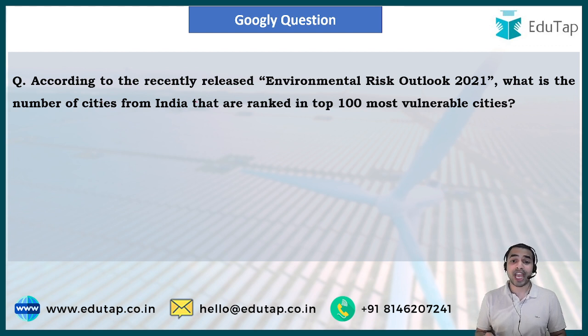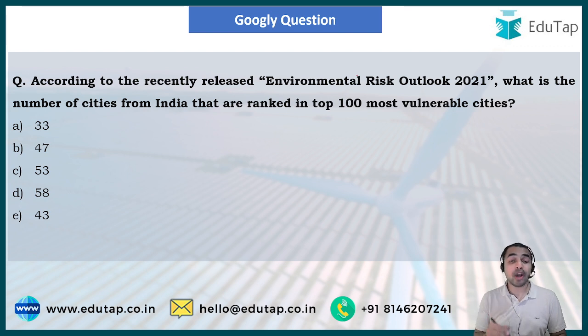So guys, this Environmental Risk Outlook 2021 was recently released, and you are required to tell me the number of cities from India which are ranked in the top 100 most vulnerable cities. And guys, the options are 33, 47, 53, 58 and 43.